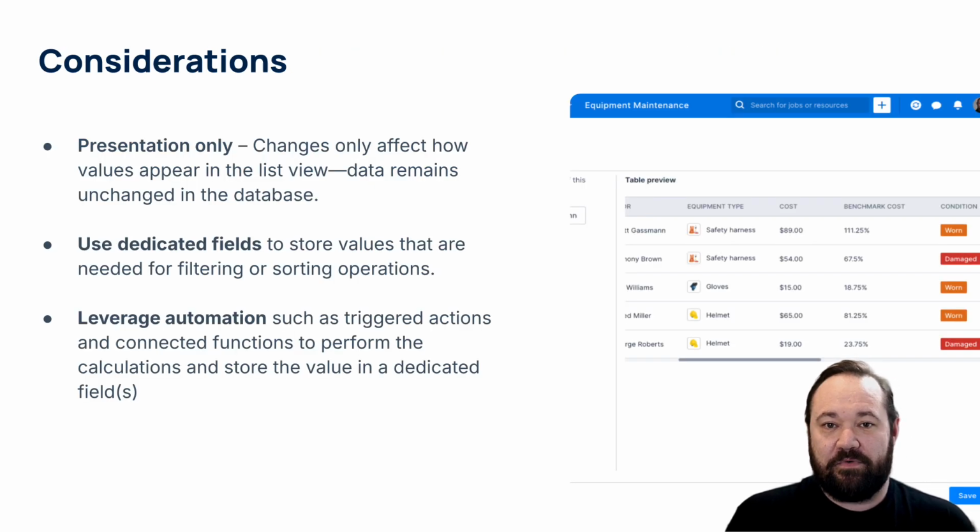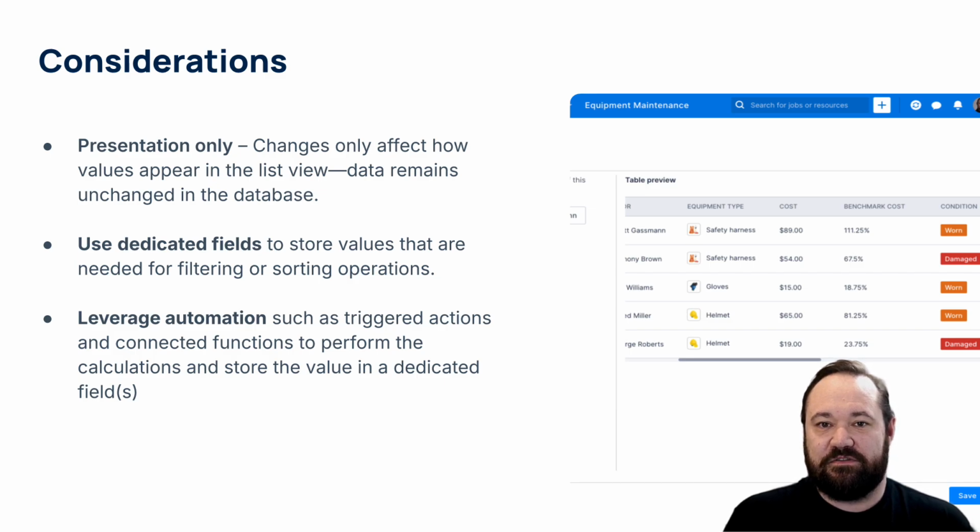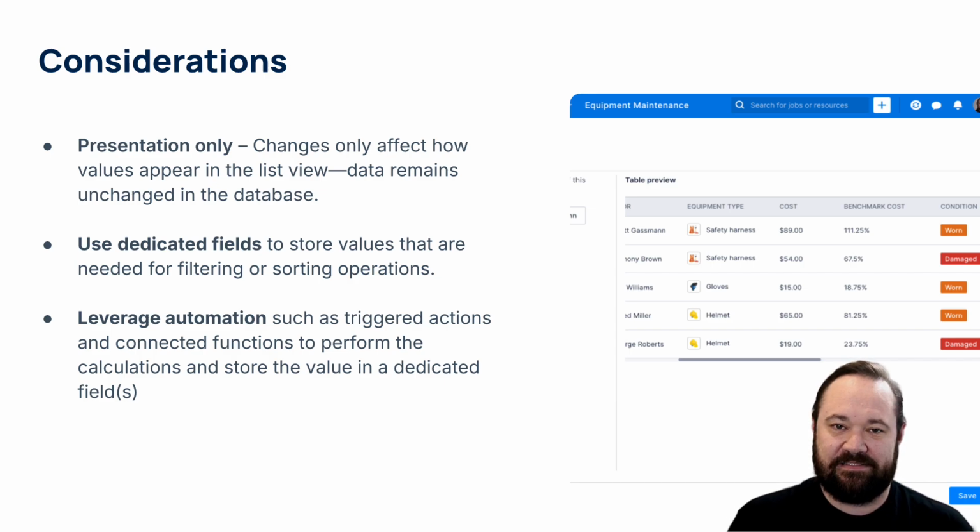Now, while math operations can be useful, there are some important limitations to keep in mind. These formatting changes only affect how values appear. They don't modify the underlying data. Calculated values cannot be filtered or sorted since they don't exist in the database. If you need to filter and sort on calculations, they should really be stored in specific fields where automation can be used to calculate the value and then store it in the database.